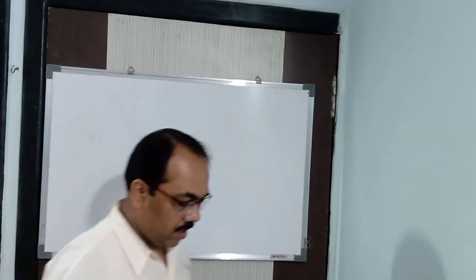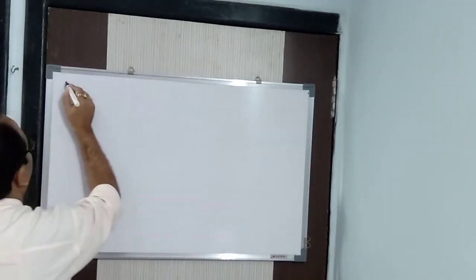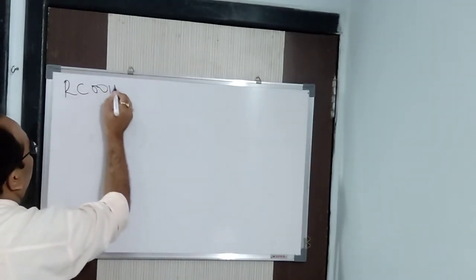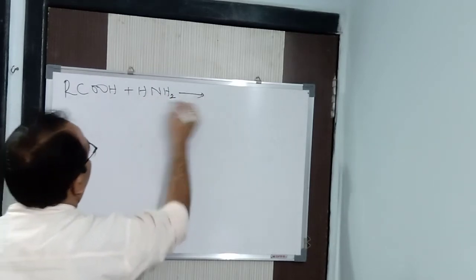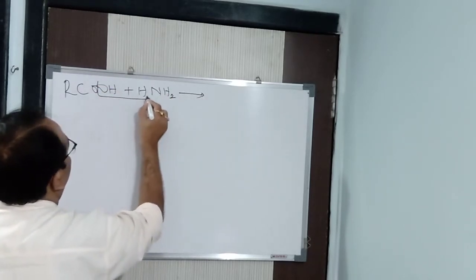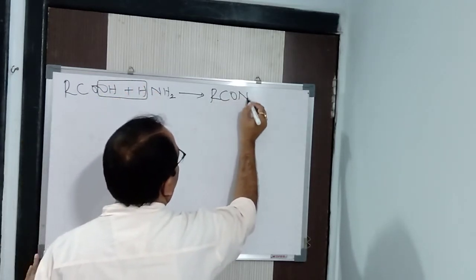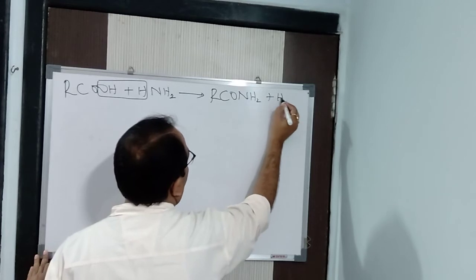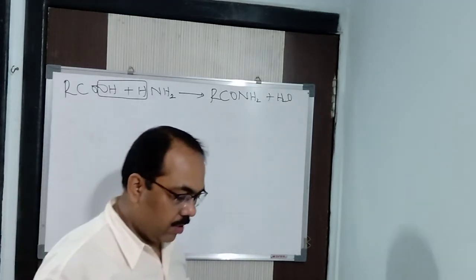Now coming to some other properties of carboxylic acid: when carboxylic acid reacts with ammonia, RCOOH plus HNH2, that is ammonia, what is going to form? See here, HOH is removed from here, and what you get is RCONH2 plus water. HOH is what? That is water being removed.